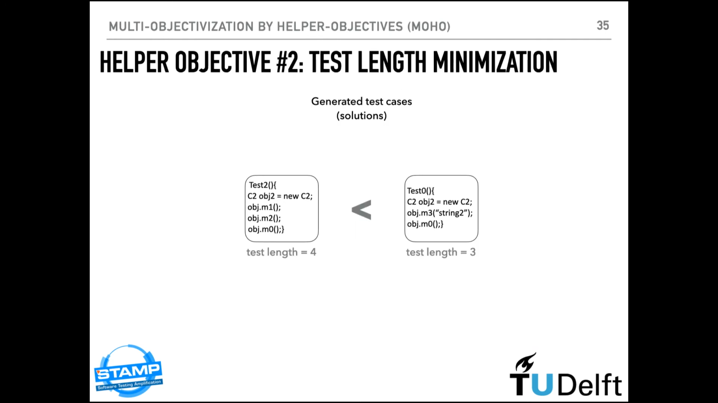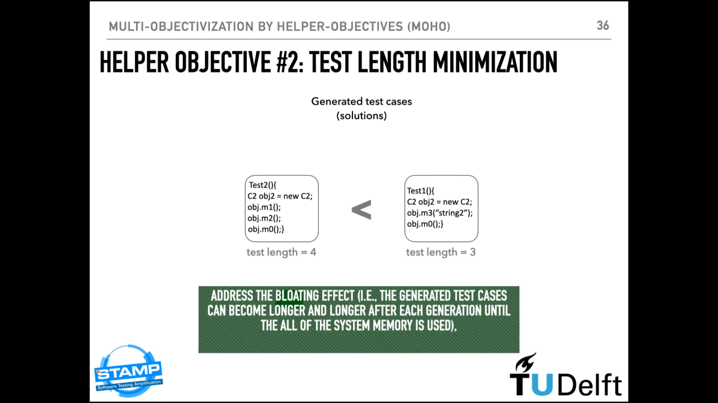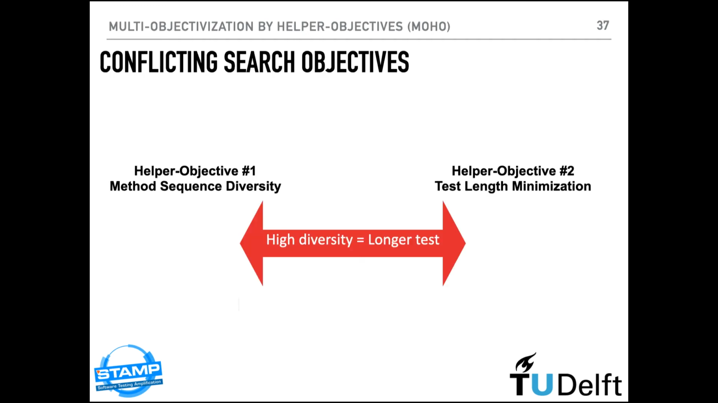The second helper objective is simply the number of statements of each test case. For instance, test 0 has length 3 because it has only 3 lines. In this objective, a shorter test case is a better solution. We want to keep the test cases shorter to avoid the bloating effect. We do note that these two helper objectives are conflicting with each other. If you want to have a higher diversity of method calls, you will have a longer test case. Because of this conflict, the exploration ability of the search process will improve.